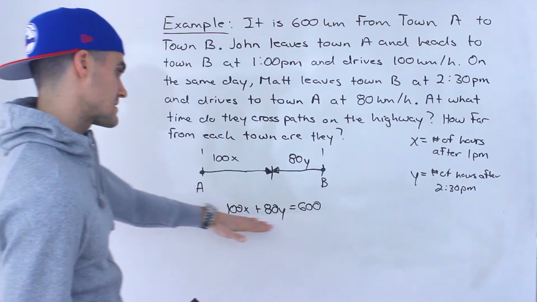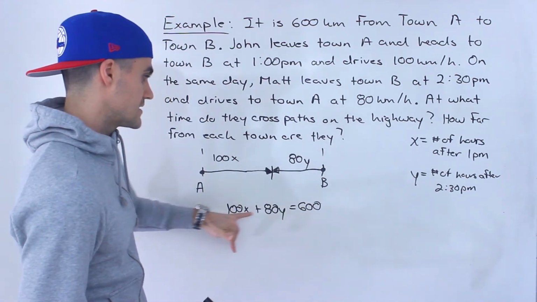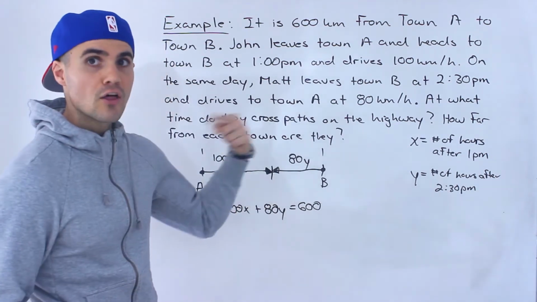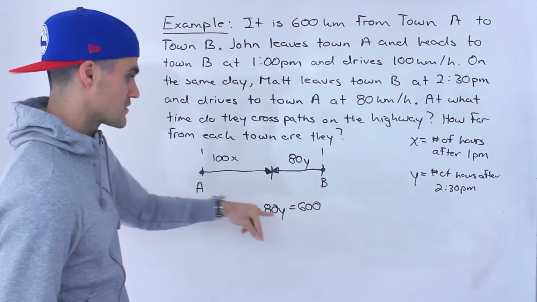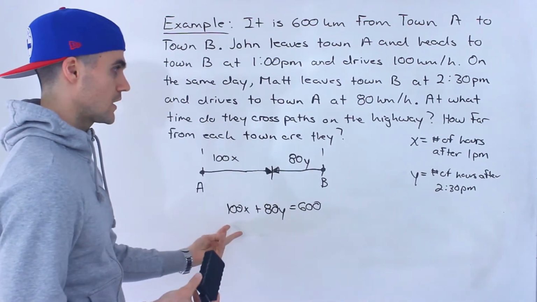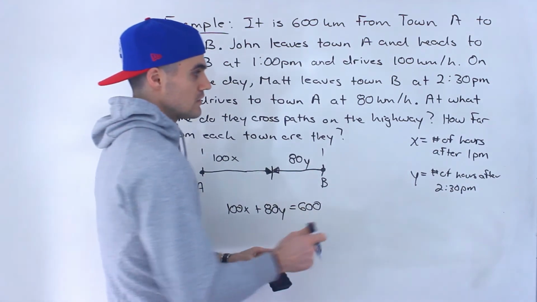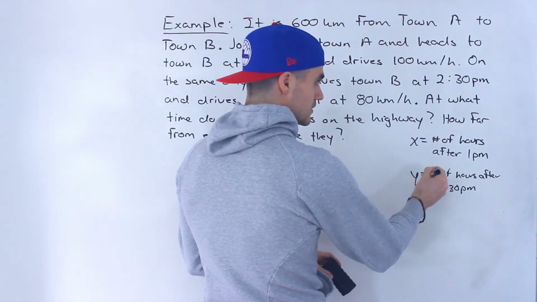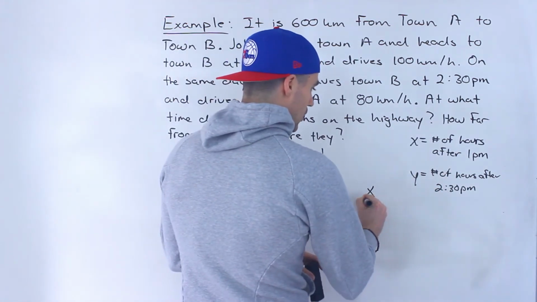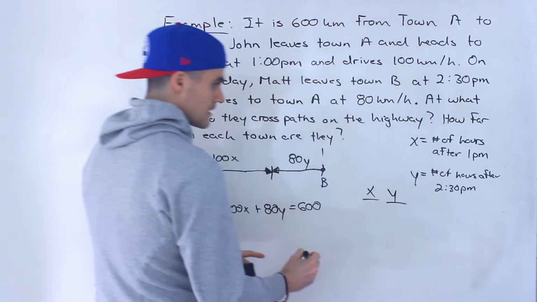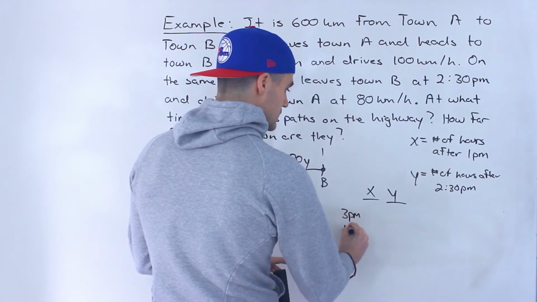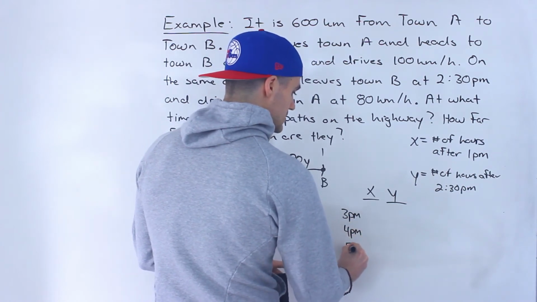But notice that this equation is in terms of two variables, so we can't solve for anything right now. What we need is another equation in terms of x and y to relate them another way. Then we'll have two equations, two unknowns. The way we can do that is notice that x and y are always going to be an hour and a half apart. So let's make a column for x, a column for y, and play around with some times. Let's say it's 3 p.m., or let's say it's 4 p.m. Let's say it's 5 p.m.